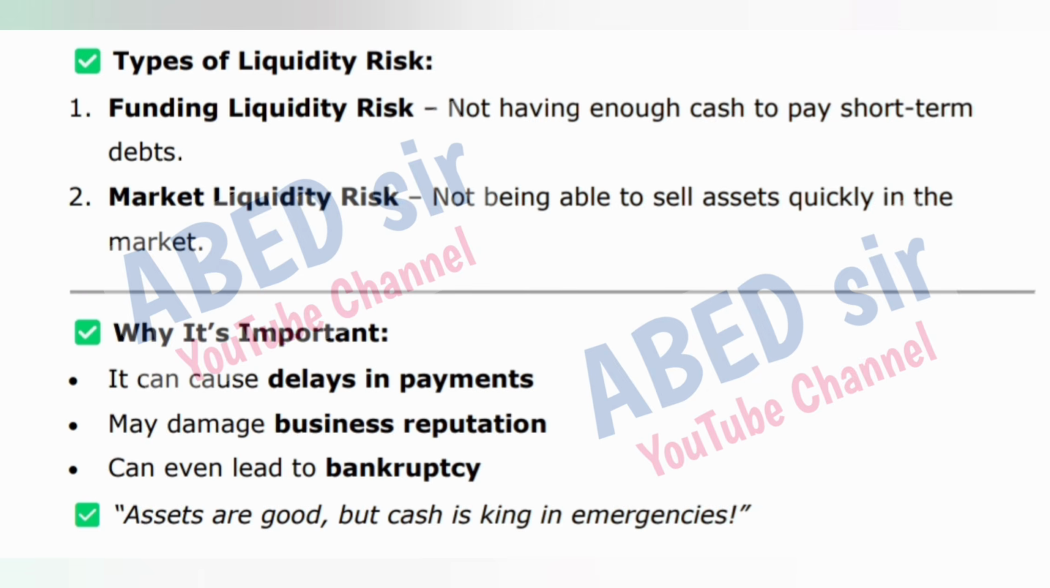Types of liquidity risk. 1. Funding liquidity risk, not having enough cash to pay short-term debts. 2. Market liquidity risk, not being able to sell assets quickly in the market. Why it's important? It can cause delays in payments, may damage business reputation, and can even lead to bankruptcy. Assets are good, but cash is king in emergencies.